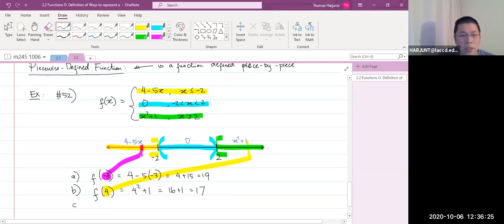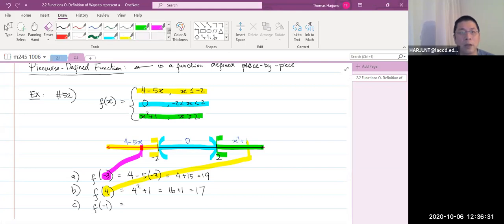Now part C, how about f of -1? -1, this -1 here, is located here, approximately. So use the rule for that region.